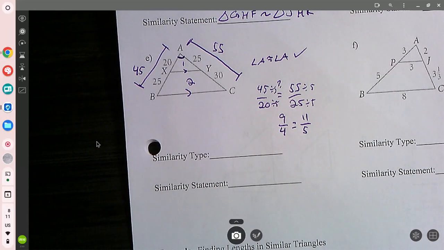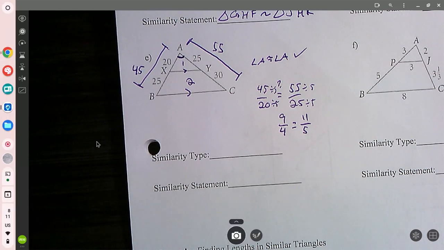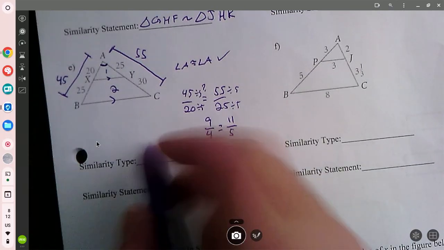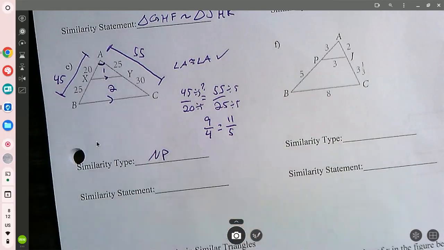Are these side lengths proportional? Are they equal to the same ratio? Do they simplify to the same thing? Is 9/4 equal to 11/5? No. So what does that mean for us? It's not possible. That's why your answer was not possible, right? So you were correct in the end. We just didn't see it since we're just starting. So the similarity type is not possible.